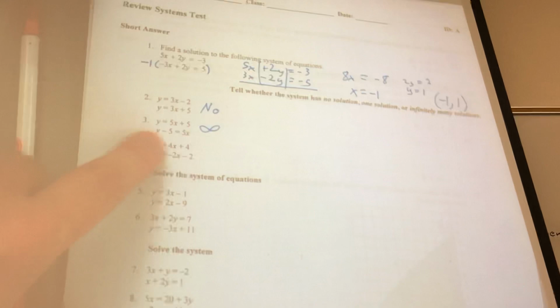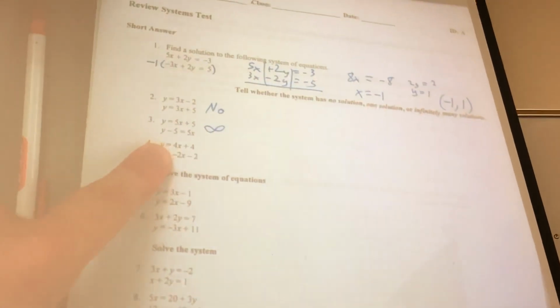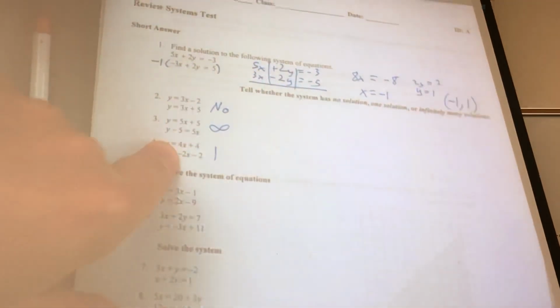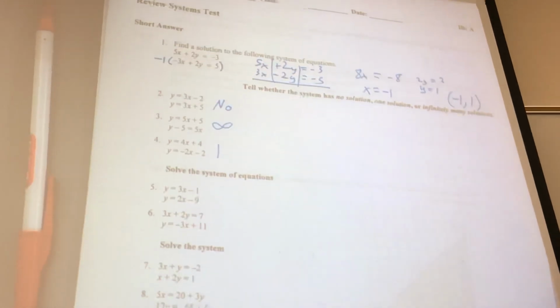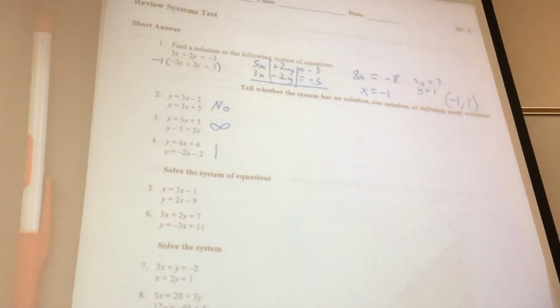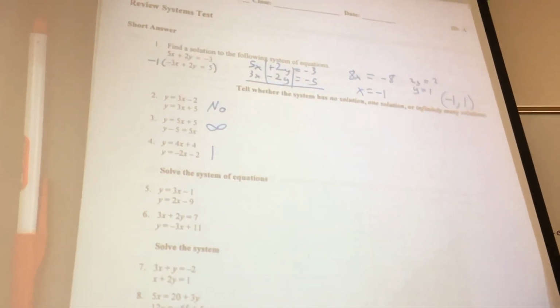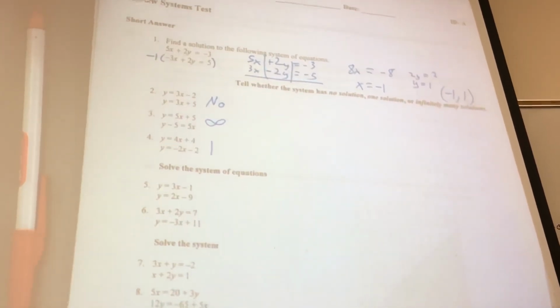And then the last one, they have different slopes. They're only going to cross one time. That's one solution. Easiest way to check on these when you're doing it on the test would be to graph them. Okay, if you have to solve them out, you solve them by the usual methods.